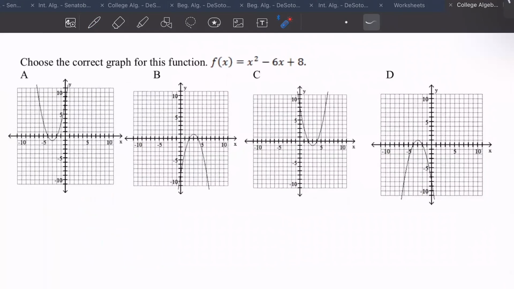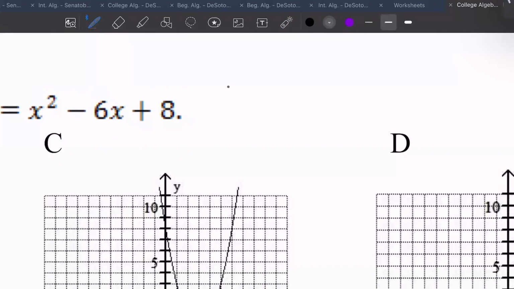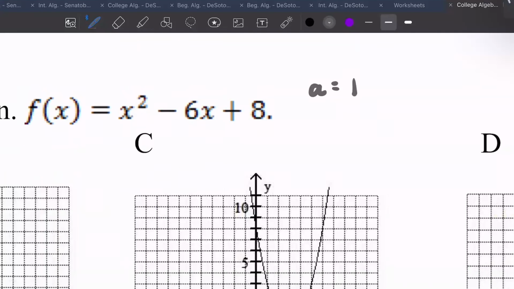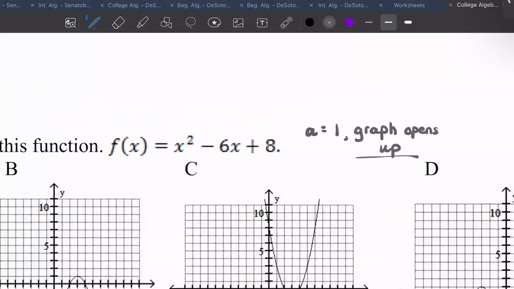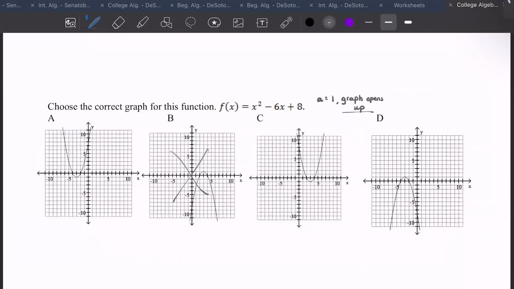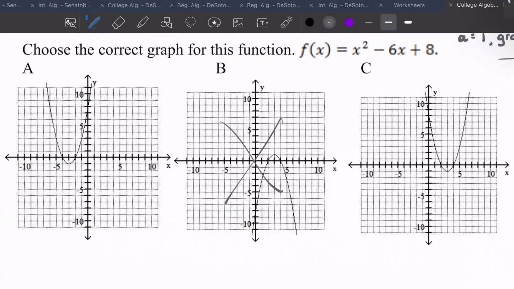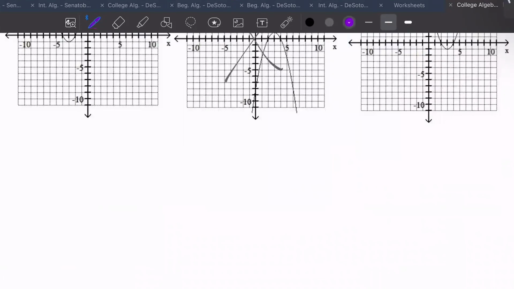Okay, let's look at this one. Again, a equals positive 1, so the graph opens up. In our choices, this one opens down, so we know that one's not going to be it. And so does this one. So it's going to be either of these two. And again, these have 2 different vertices. So let's find the vertex and then we'll find our answer.